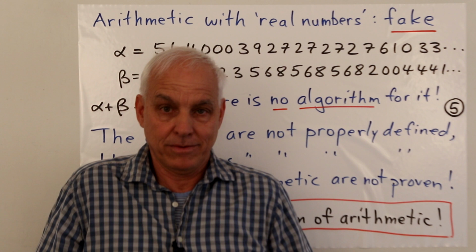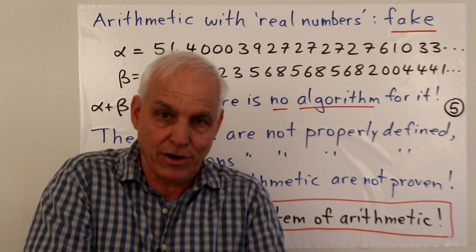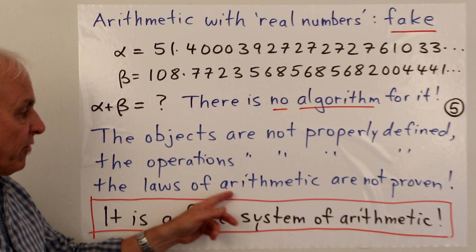What does that mean? Well, it means that this is fake. We don't actually have a legitimate arithmetical operation of addition here. So, in fact, the objects themselves are not properly defined. The operations are not properly defined. And the laws of arithmetic are, in fact, not proven.